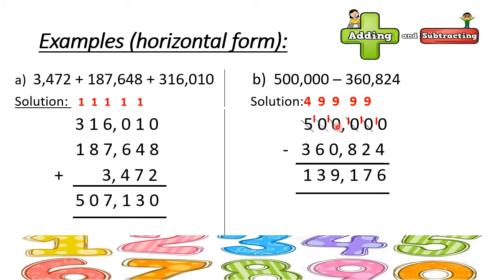Now again with the same procedure, this 0 will become 10 and 10 minus 4 will be 6. This 10 remains 9, so 9 minus 2 will be 7. Sorry, 9 minus 8 will be 1, 9 minus 0 will be 9, 9 minus 6 will be 3, and at the last 4 minus 3 will be 1.